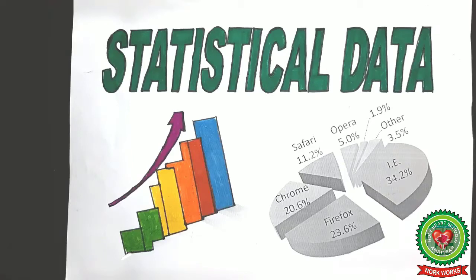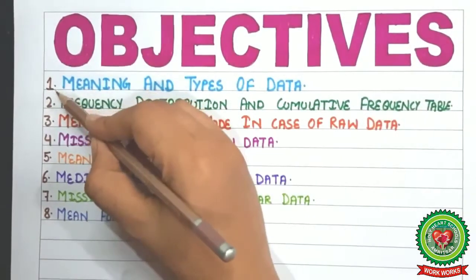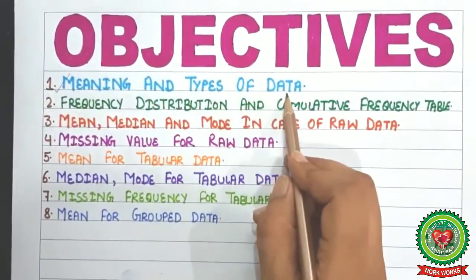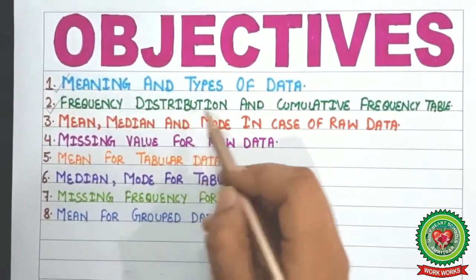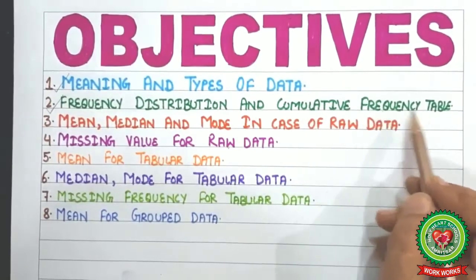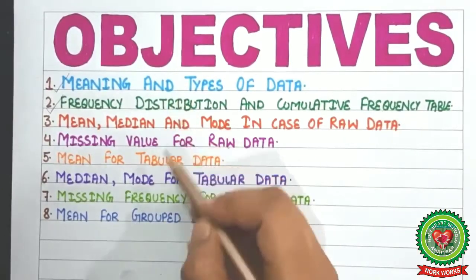Today we are going to discuss a topic, statistical data, which deals with collection, analysis and presentation of numerical data. So, firstly, let's have a look at the objectives. Objective number 1 is meaning and types of data. Objective number 2 is frequency distribution and cumulative frequency table. So now we are going to discuss these two objectives.